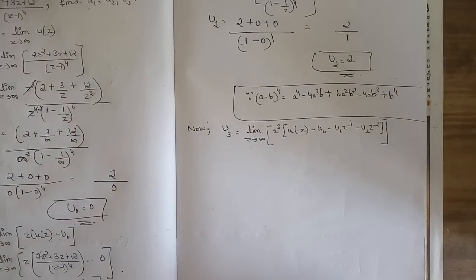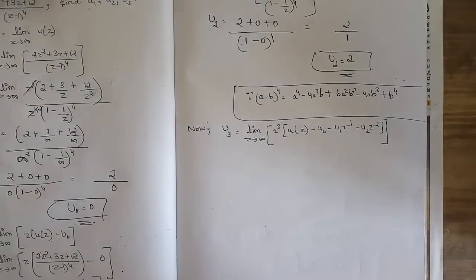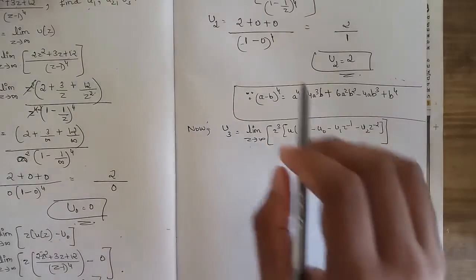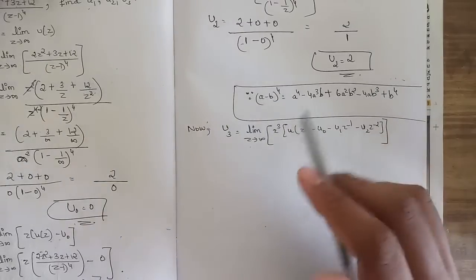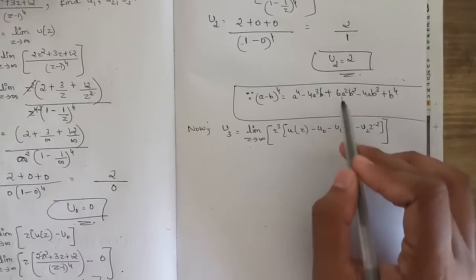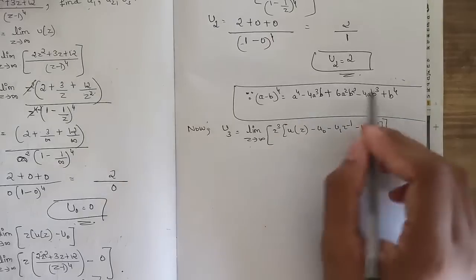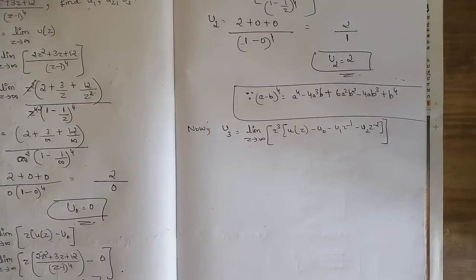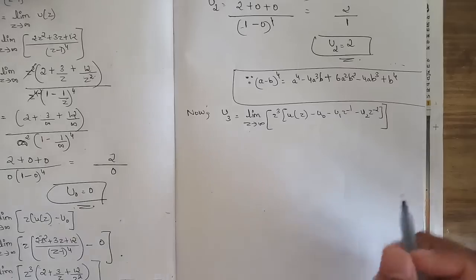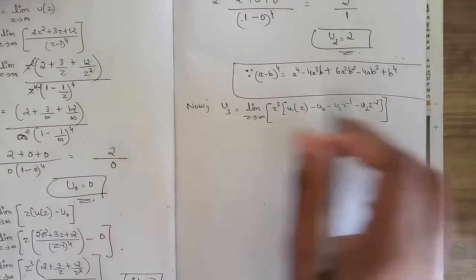So now before finding the value for u3, we need to remember this identity, because we are going to use it while finding u3. So the identity is a minus b whole to the power 4, that is a power 4 minus 4a cube b plus 6a square b square minus 4a b cube plus b power 4. We are going to use this identity, and we are going to expand one term in order to make the problem easier. We are going to use this identity only in case if we are finding u3. Okay, so please make a note of this.